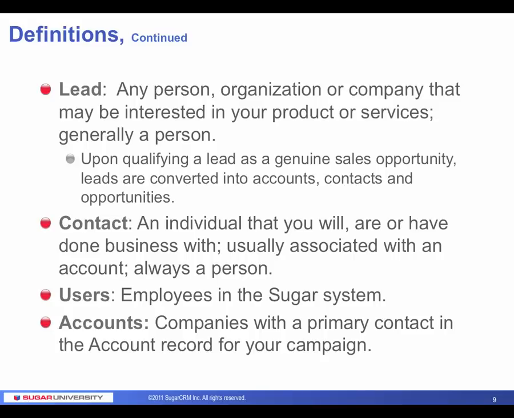A contact. This is an individual that you will, are, or have done business with. They're usually associated with an account, and they're always a person. Users. These are employees using the Sugar system. And accounts. These are companies with a primary contact in the account record for your campaign.